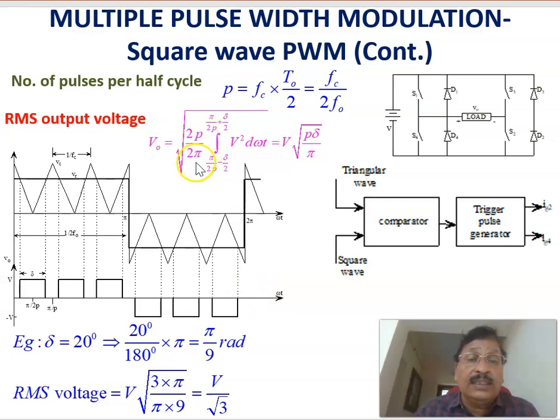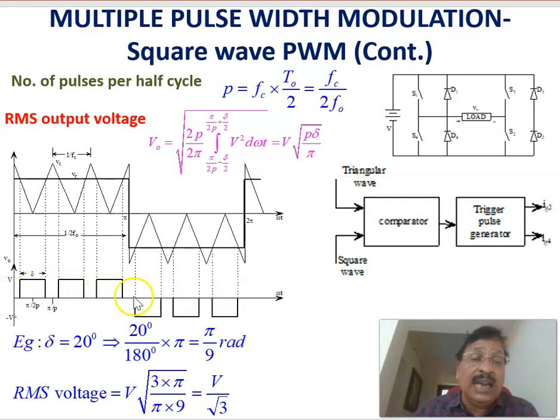Therefore that is the square root of 2p by 2 pi times the integral from pi by 2p minus delta by 2 to pi by 2p plus delta by 2 of v squared d omega t. If you integrate, and multiply by 2p by 2 pi and take the square root, we get V into root of p delta by pi. Therefore this is the RMS value of this voltage.